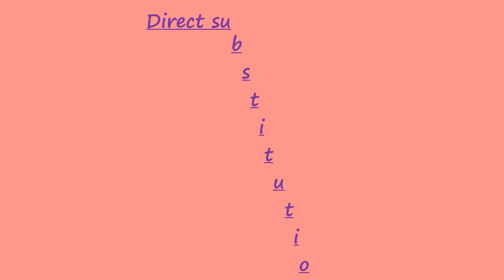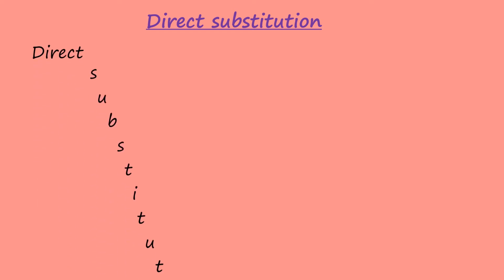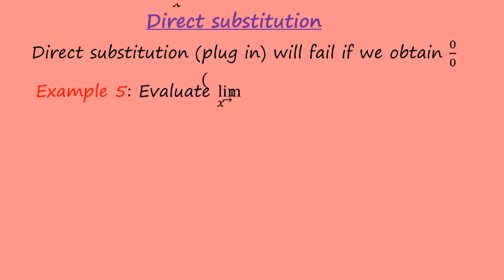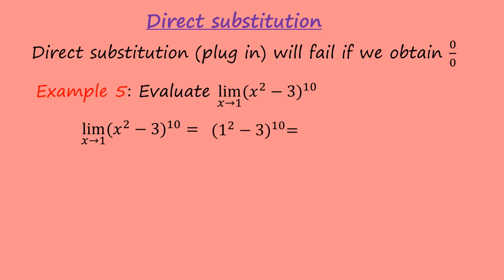Consider the first one, which is the direct substitution or the plug-in. The direct substitution will fail if we obtain 0 over 0. Now, consider this example. We want to evaluate the limit as x tends to 1 of (x squared minus 3) to the power of 10. In this case, we just plug in our 1. So we have (1 squared minus 3) to the power of 10. Then we get (minus 2) to the power of 10 when we do the subtraction. And when we take the power of this, we get 1024.